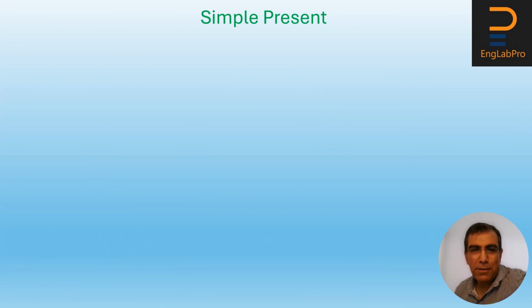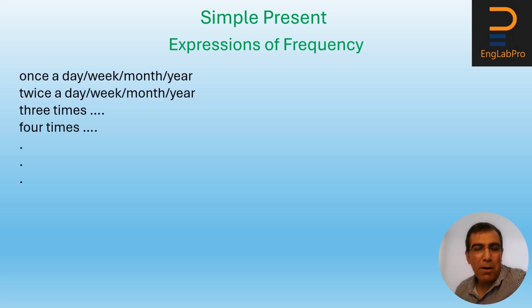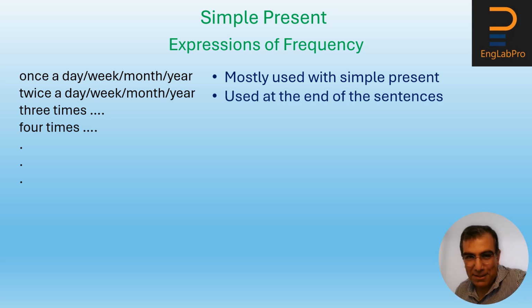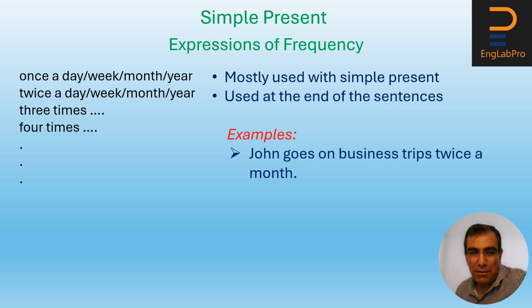The other expressions that are commonly used with simple present are the expressions of frequency. They are once a day, once a week, once a month, once a year, twice a day, twice a week, twice a month, or twice a year, 3 times a day, and then 4 times, and then it goes on. They are mostly used with simple present, and they are used at the end of the sentences. Remember that. Let's look at some examples.